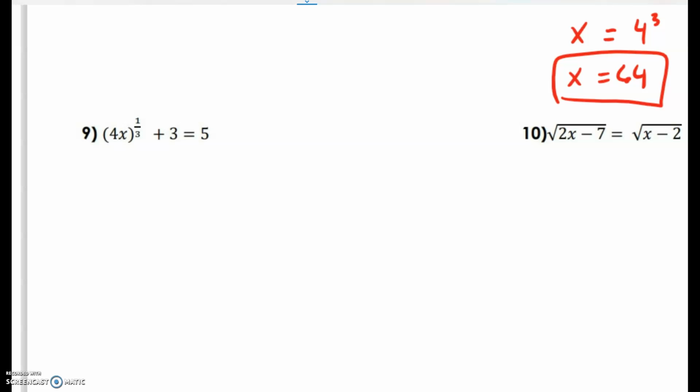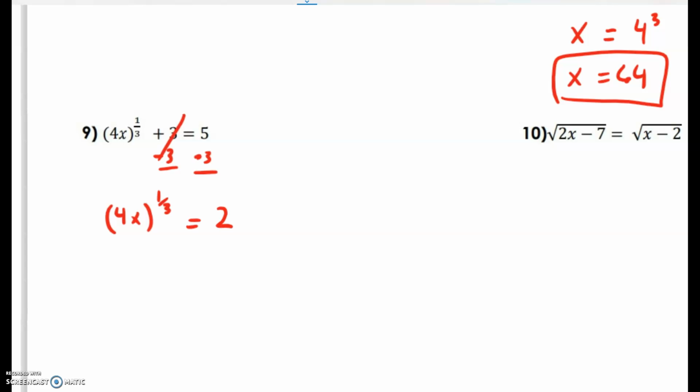So just like with radicals, we need to make sure that our expression with the fraction exponent is by itself. And right now it's not because we have a plus 3 on the left-hand side. So I'm going to start by subtracting 3. So (4x) to the 1/3 is equal to 2.